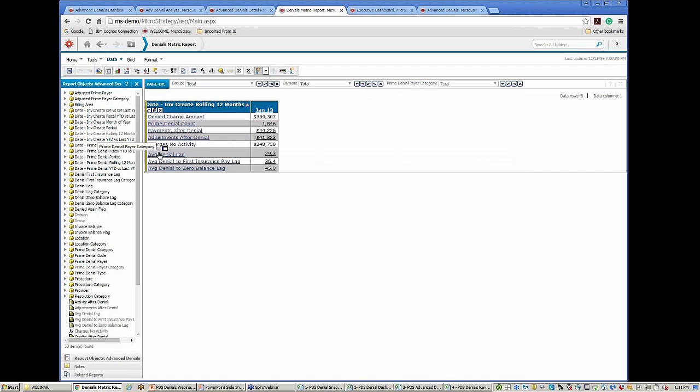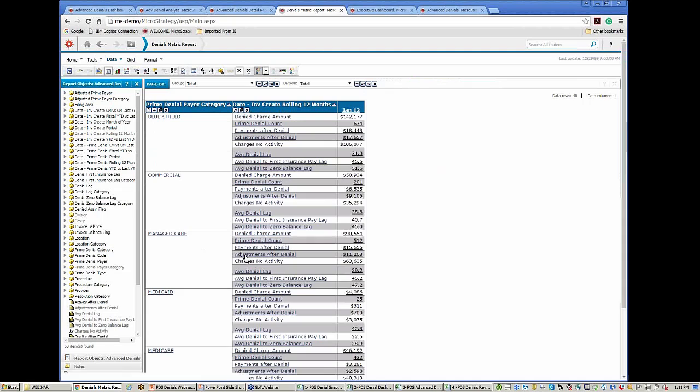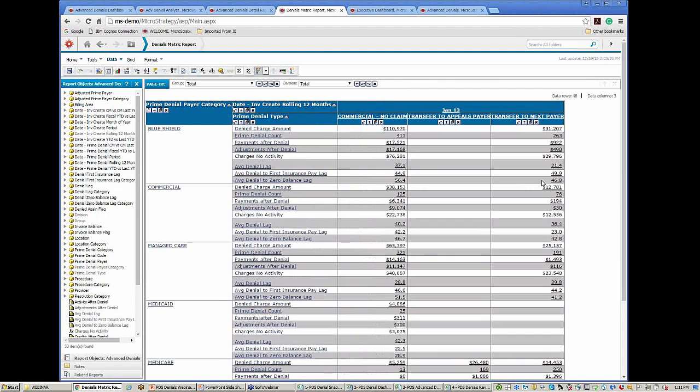We can go through and ask, was this a particular payer that was causing the issue? Or we can see right away, look, Blue Shield caused the bulk of that issue, and then we can add additional variables to see what's going on. We can add a denial type and say, oh, look, right there, that very first denial type is causing the bulk of the spike.